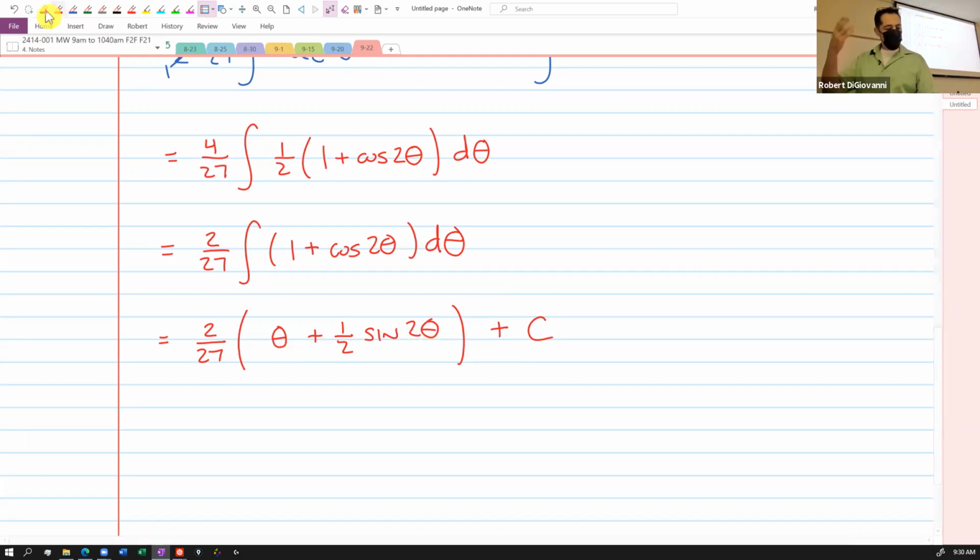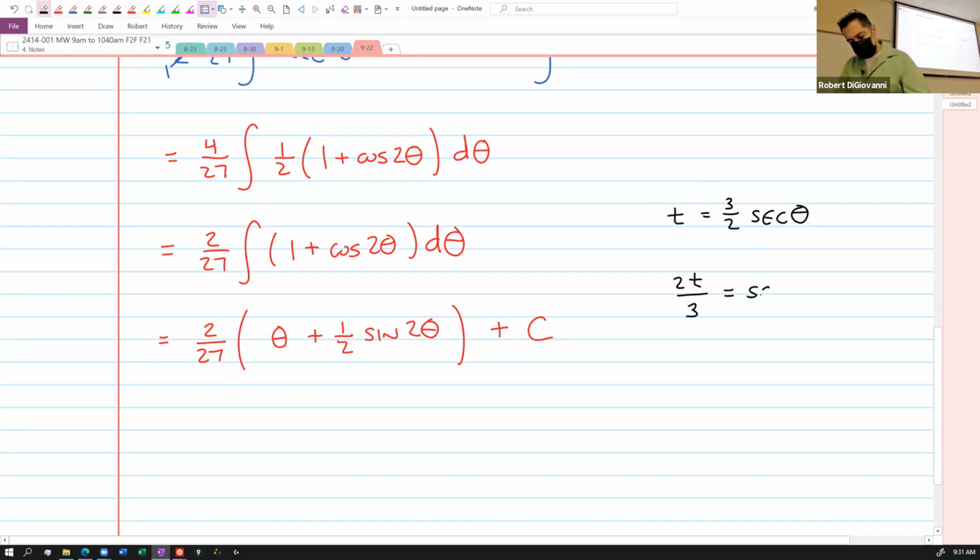Because when we go back to what our sub was, what was it? T. Did I say go back to x? I should have said go back to t. Our sub was 3/2 secant theta. That was our sub, right? Okay. If we're going to try and get from theta back to t, not x, then we can use this to draw a triangle. Okay, so I multiply both sides by 2, I divide both sides by 3, and I now have a relationship to draw my triangle.